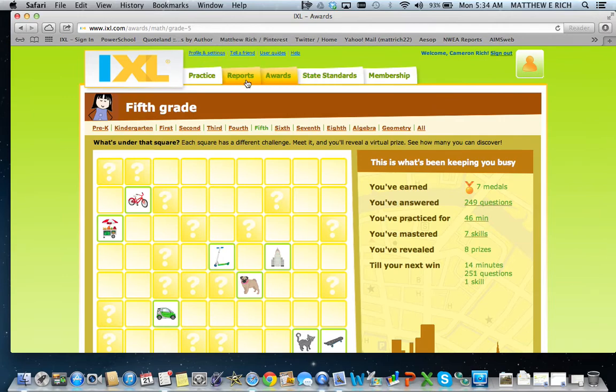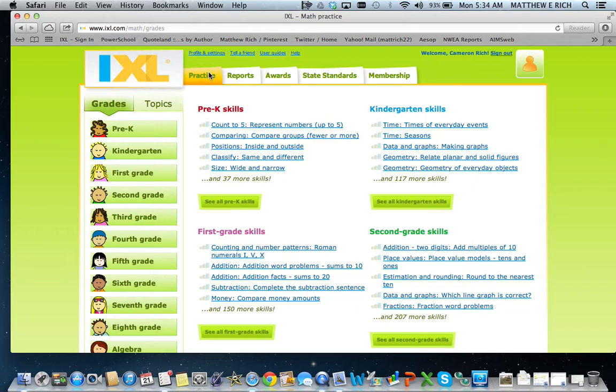IXL aligns to state standards, and it really can be a positive practice tool. Students will have IXL accounts throughout the year, and they can continue to use those during winter break and summer break, and they will be using the same account next year. So the account follows them from grade to grade, thus giving them a continual progression of learning.